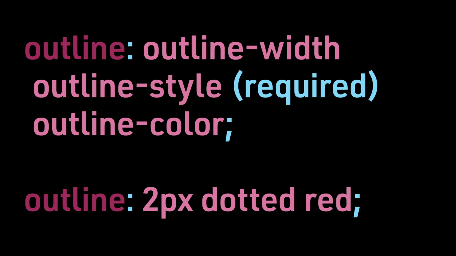Outline, outline-width, outline-style, and outline-color. Outline style is required. Outline: 2px dotted red. Since outline color can be omitted, if not specified, the color will be the color of the text. This states that the outline should be 2 pixels dotted and red.